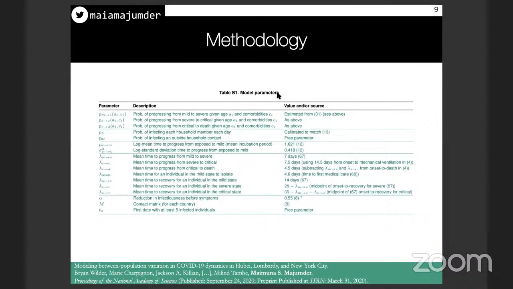To parameterize our model shown on the previous slide, we used a combination of empirical estimates and free parameters, as is shown in this table. Notably, the probability of infecting an out-of-household contact is a free parameter that plays a really important role in estimating R0 across locations. Distributions for free parameters like this one were estimated using a Bayesian inference framework by fitting death trajectories for each population of interest against ground truth death trajectory data.